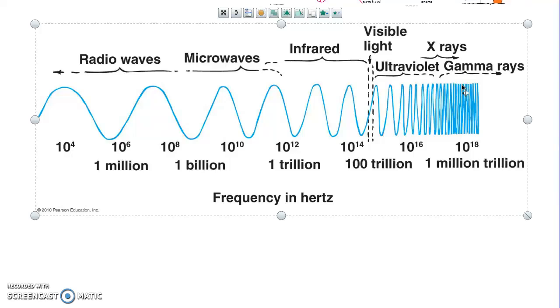As they go higher and higher, you can see that they become more high energy: low energy to high energy, low frequency to high frequency, long wavelength to shorter wavelength. The shorter the wavelength, the higher the frequency, the higher the energy.